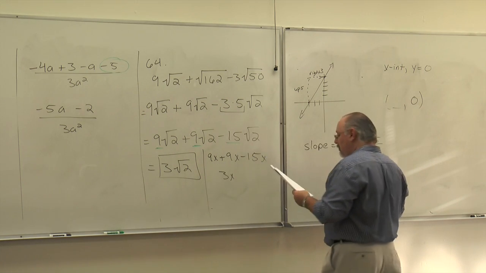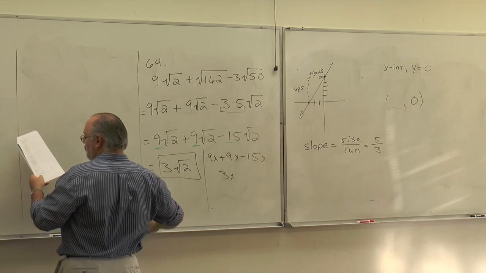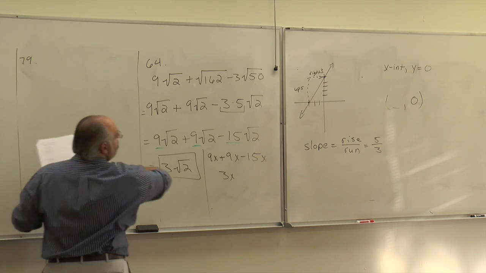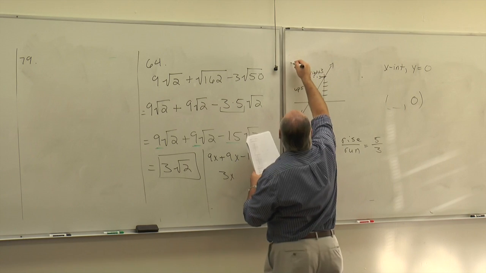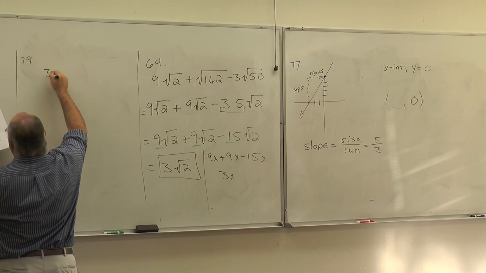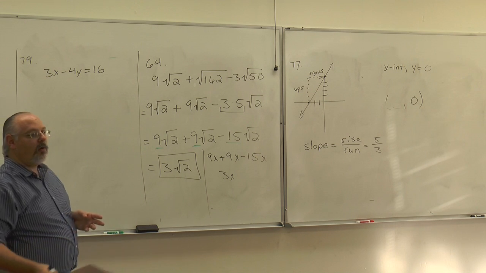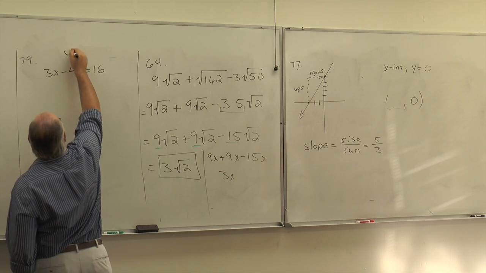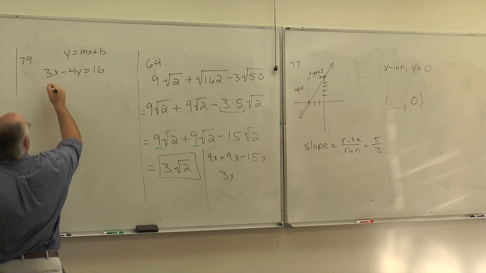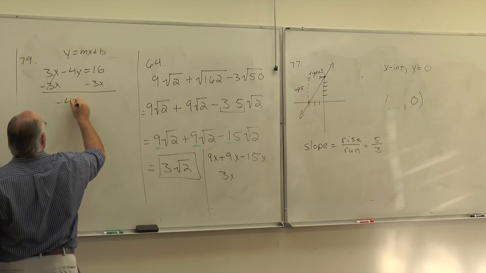All right, given the equation of a line, the best way to find the slope is to put it in slope-intercept form. So this is number 79. This was, by the way, 77. Number 79 is 3x minus 4y equals 16. So we want to put it in slope-intercept form, which is y equals mx plus b. That means get the y by itself. So subtract the 3x, and we get -4y equals.